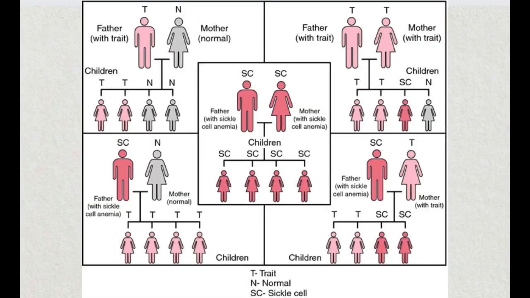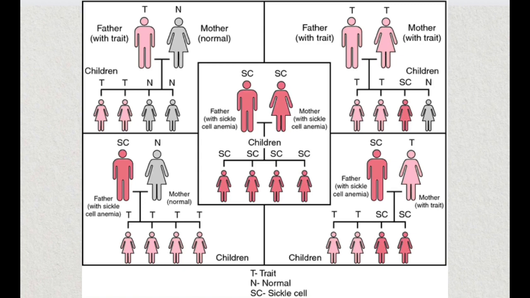For a child to be affected, both mother and father must carry 1 copy of the sickle cell gene, also known as sickle cell trait, and pass both copies of the altered form to the child. If only one parent passes the sickle cell gene to the child, that child will have the sickle cell trait.